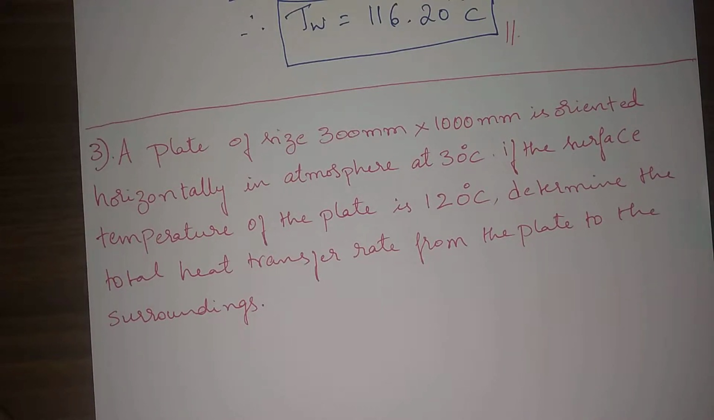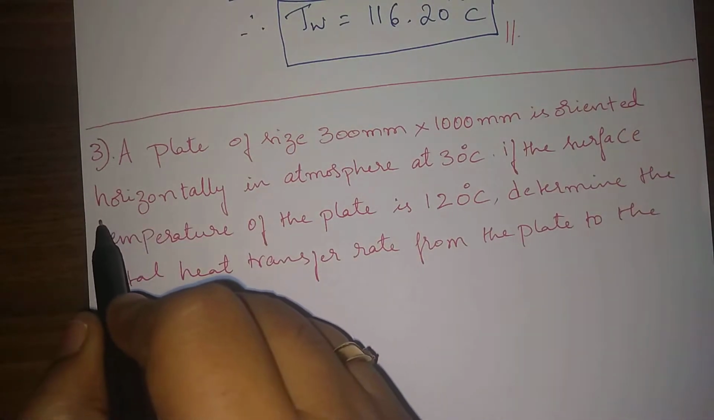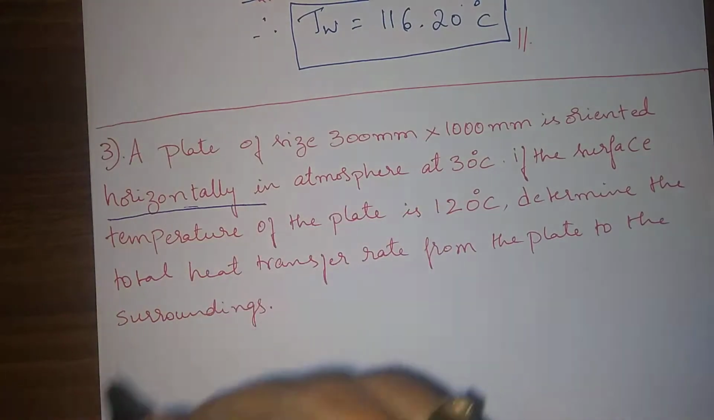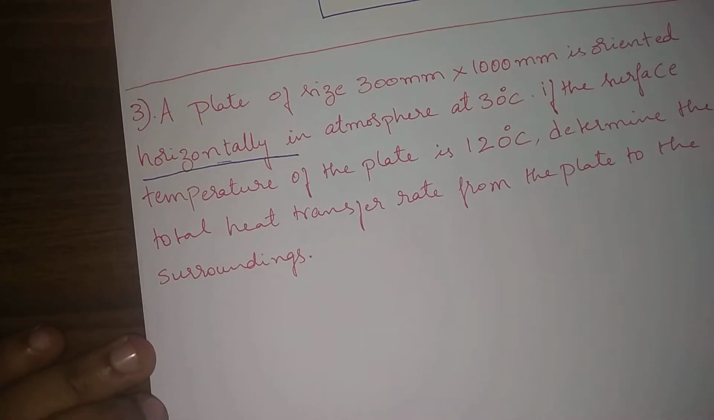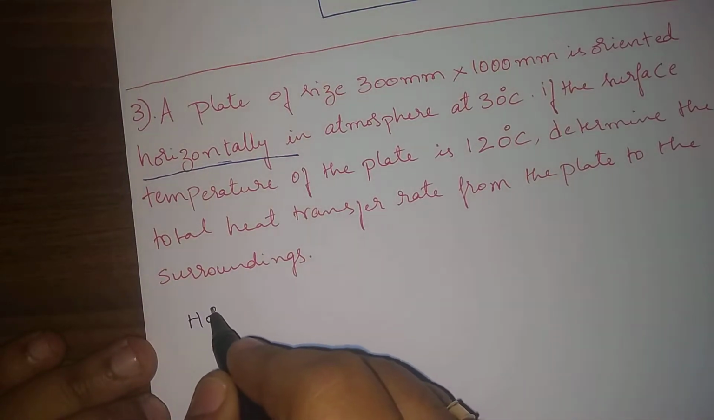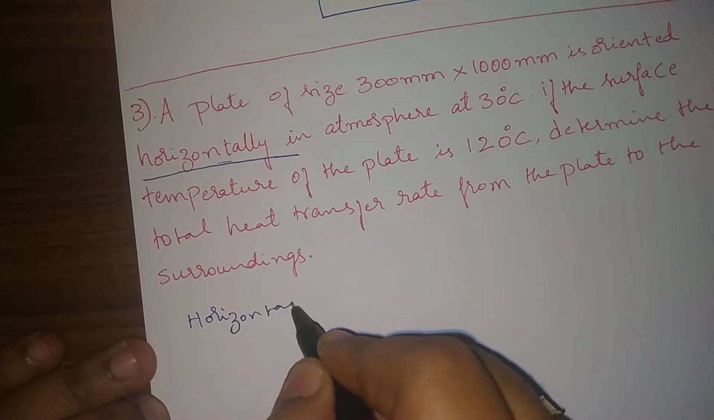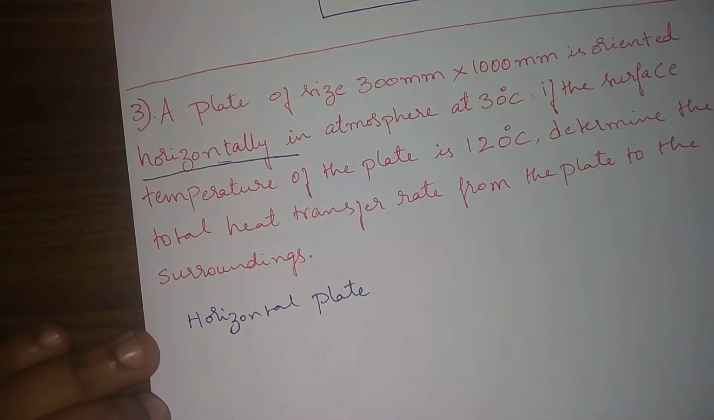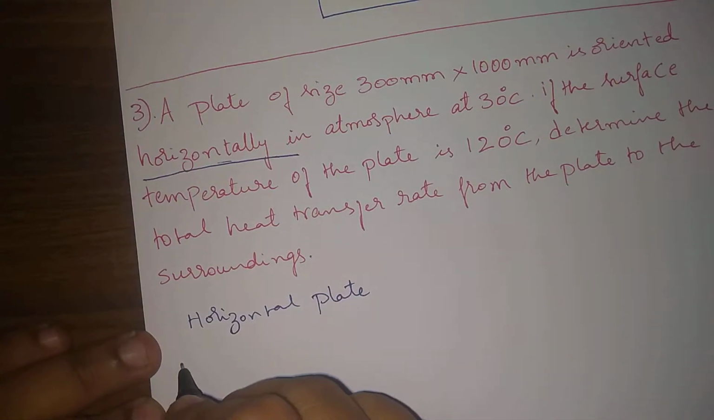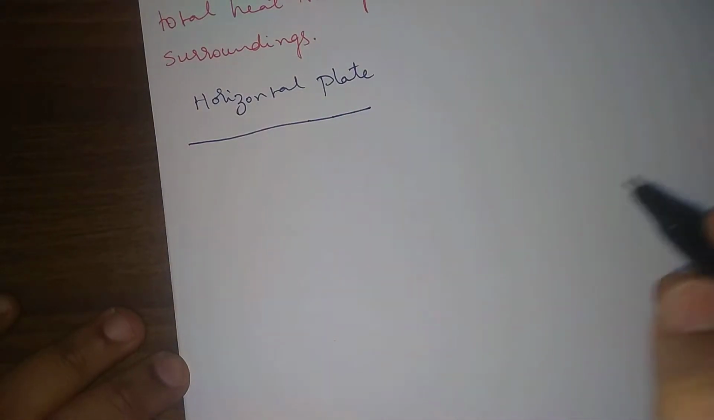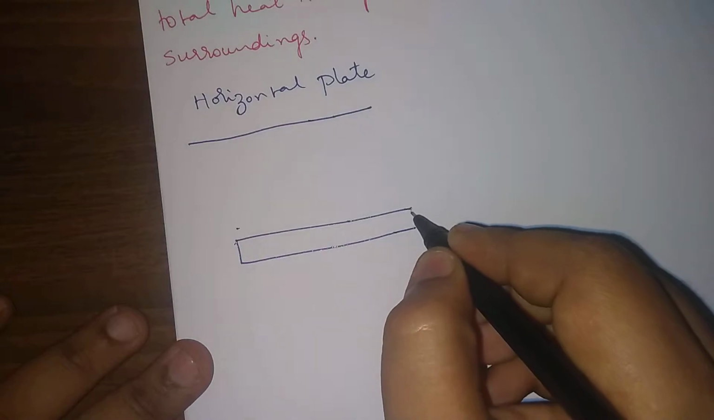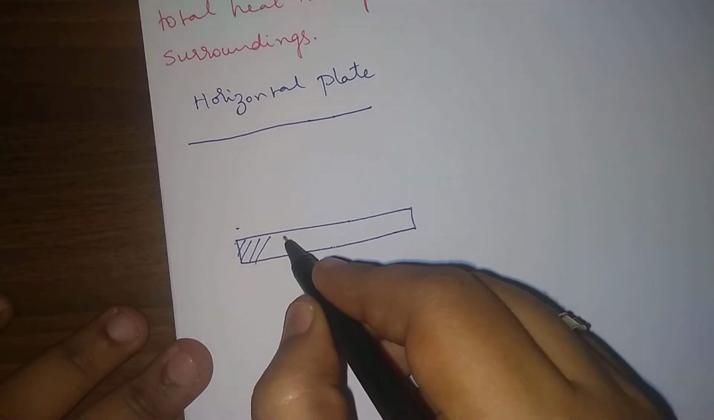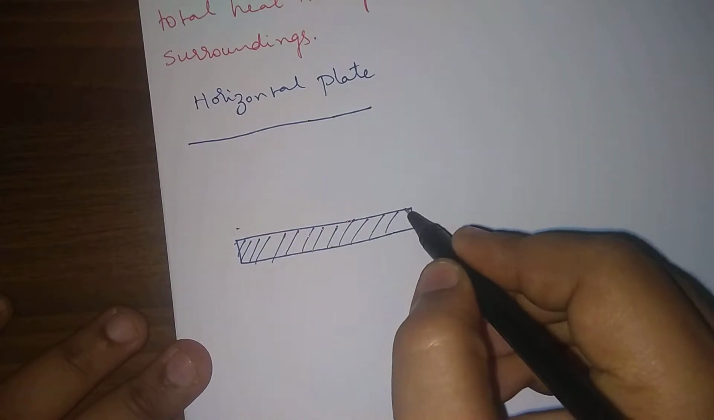So how this problem is different from the previous problems is that here the plate is horizontally placed. So please note that the plate is horizontally placed. Whenever we have a horizontal plate problem, let us try to discuss a few things here. Whenever the plate is horizontally placed, I'm going to write two cases here. So let us consider this as the horizontal plate.